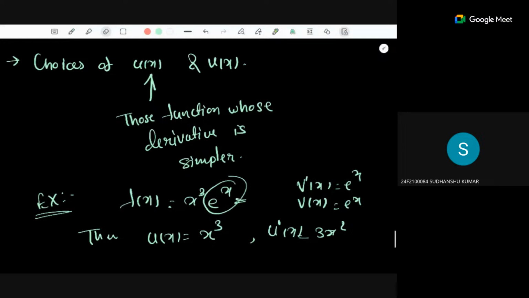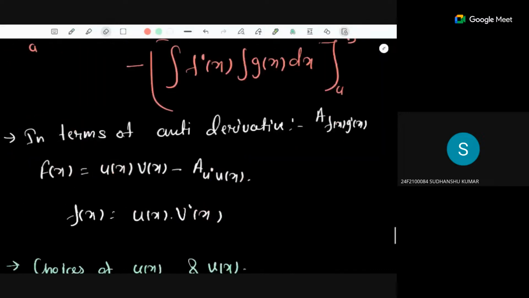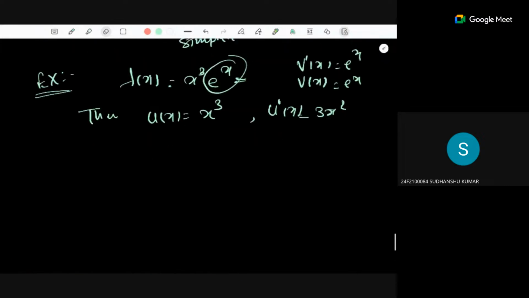Is there any doubt in any of this, the method of substitution, integration by parts, or anything we have discussed so far? It's all clear? Okay, so let's solve one. One more thing I want to introduce is improper integrals.